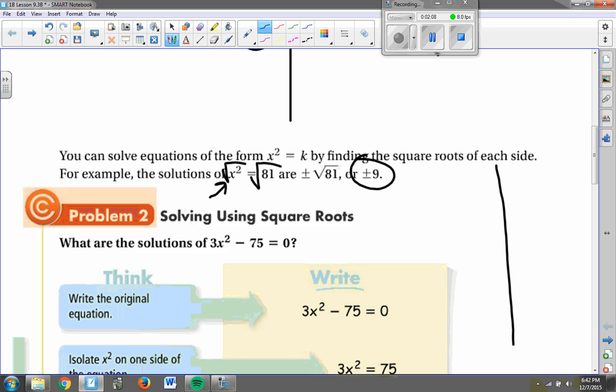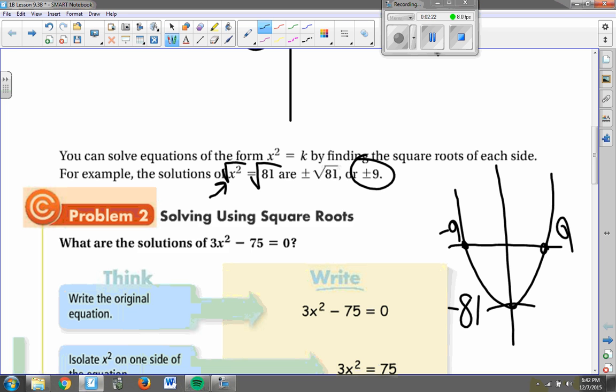Here's what that graph would look like. It would look like this. This right here would be negative 81. This would be negative 9. This would be positive 9. Okay, that's what that graph would look like. Now, your practice problems are going to look like this.